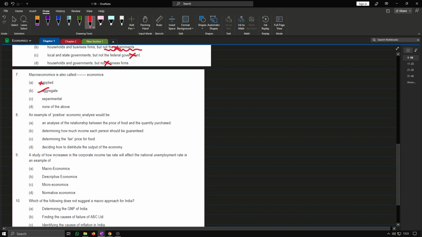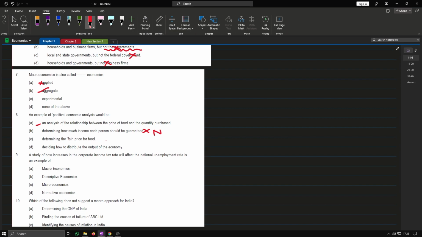An example of positive economic analysis would be... we saw normative statements. Here we'll be seeing positive economic analysis. A. An analysis of the relationship between price of food and quantity purchased. Is this true? Yes, this is positive, right? Because it shows how things are. Determining how much income each person should be guaranteed. So this is should be. So this comes under normative, not positive.